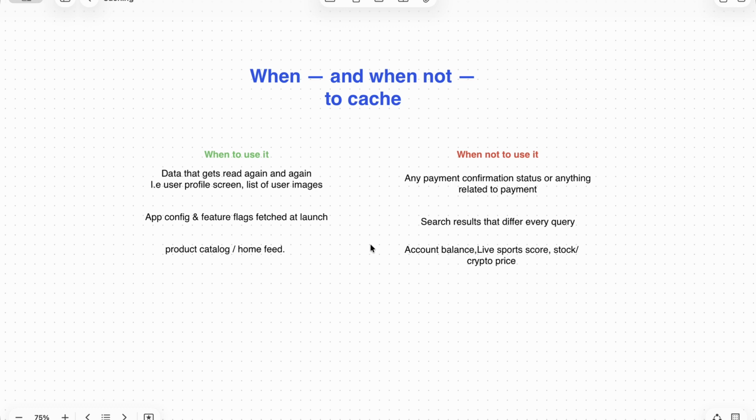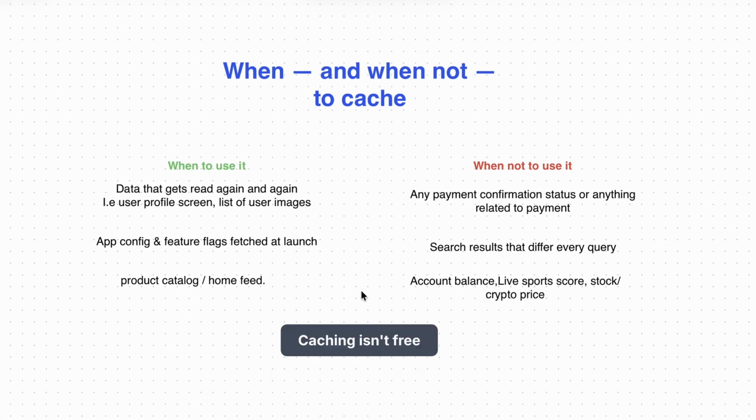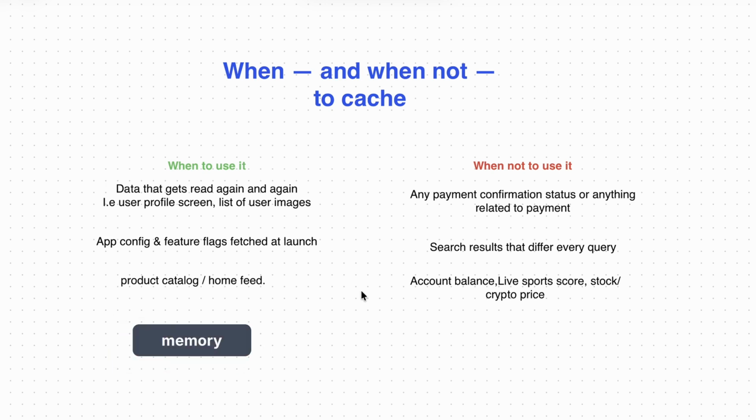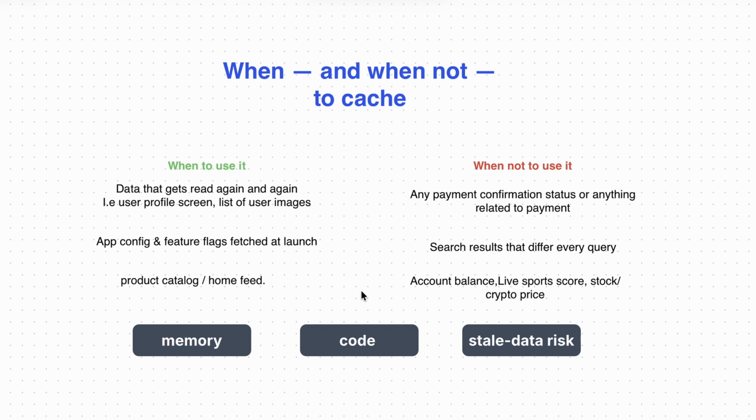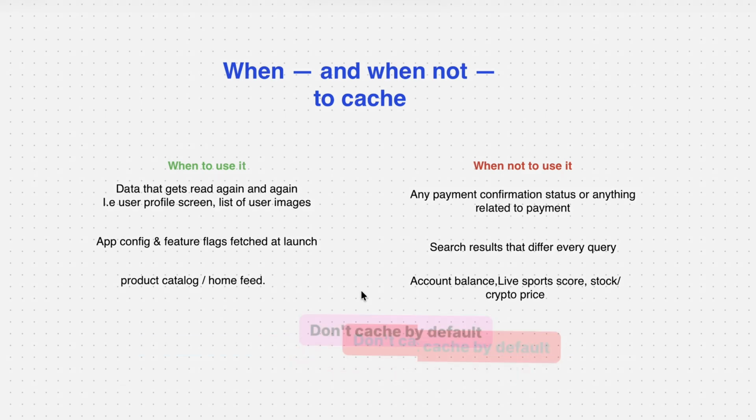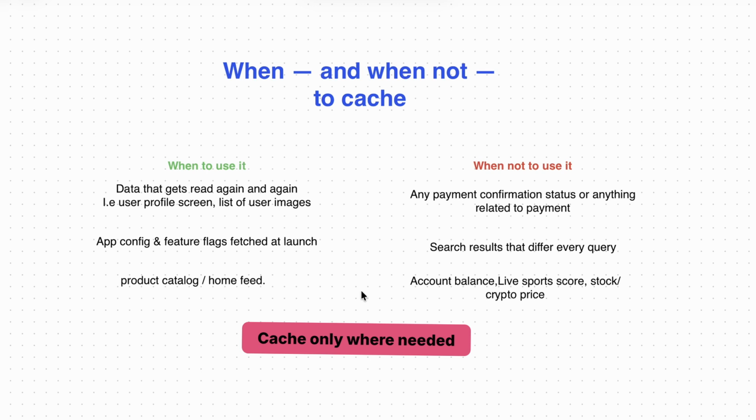Now let's see when to use caching and when not to. Caching isn't free. Every cache uses memory or disk, adds code to maintain, and brings the risk of showing data that is out of date. So don't cache anything by default. Use cache only where it's actually needed. Here are some rules of thumb for when to use it and when not to.